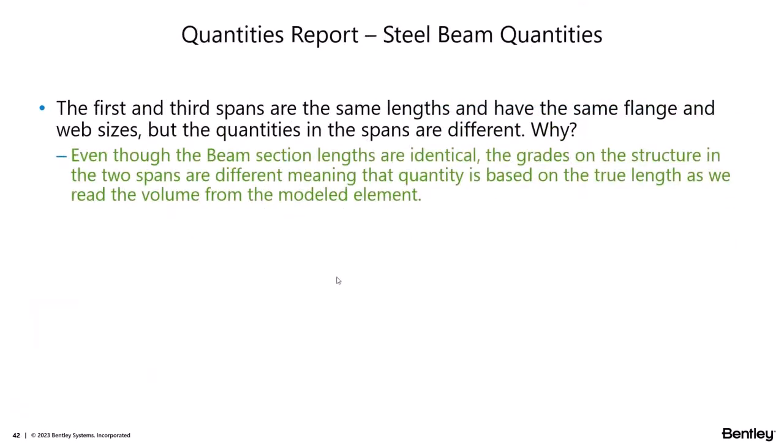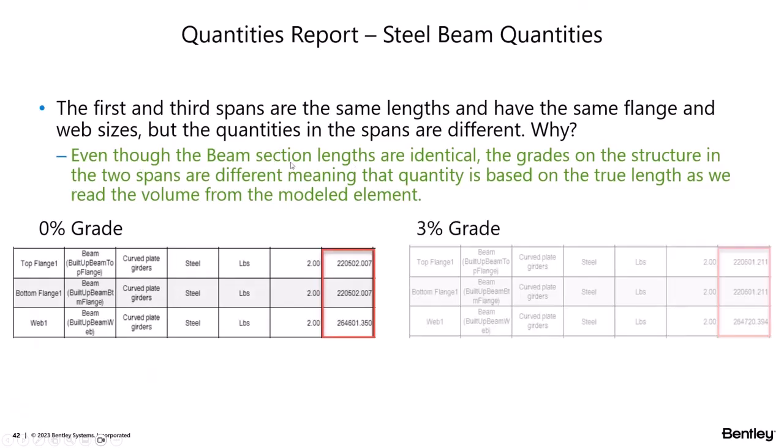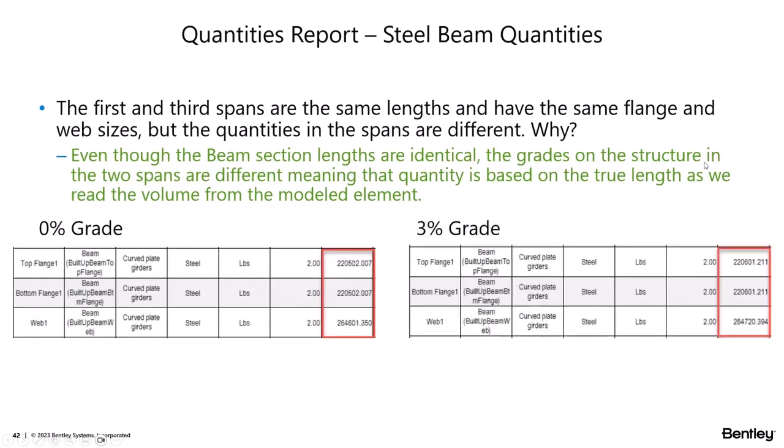This one came up just earlier this week or last week. In the quantities report for steel beams, somebody came back and said, in the first and third spans of my structure, I've got the exact same lengths of span, the same flange sizes, same everything else, but the quantities are different. Why is that? Well, what we figured out is even though the beam sections are identical, since the grade of the structure is different in those two spans, it took into account the true length of the girder, not the section length as it was defined.